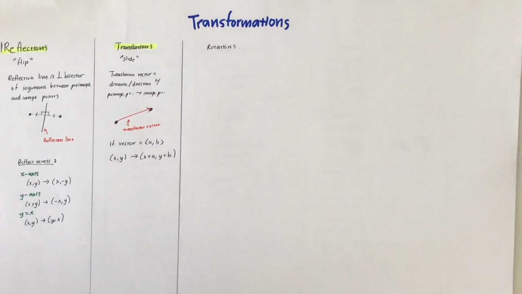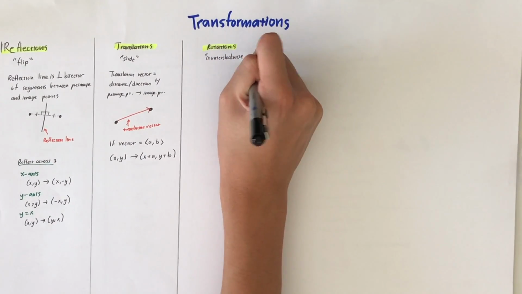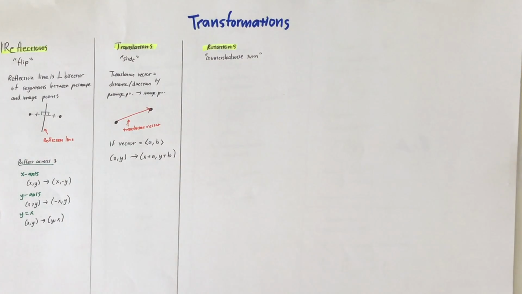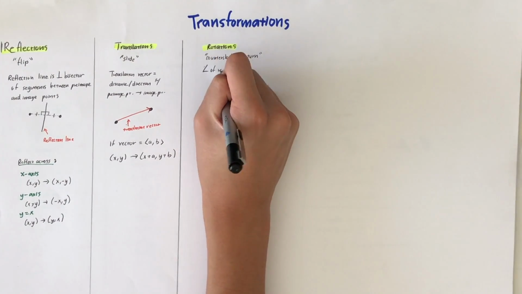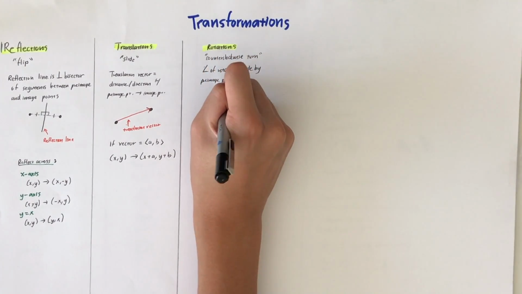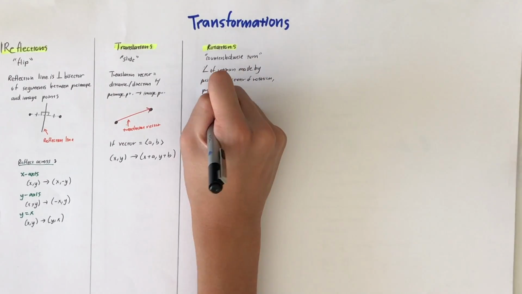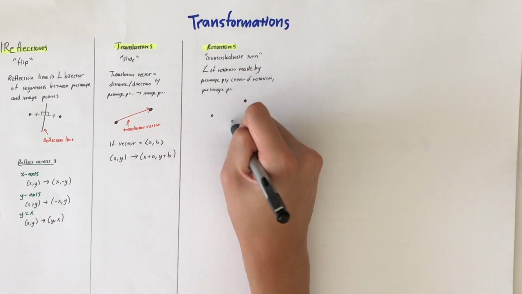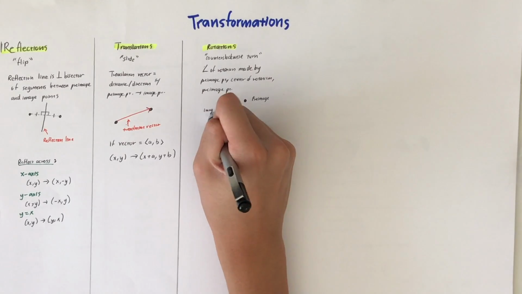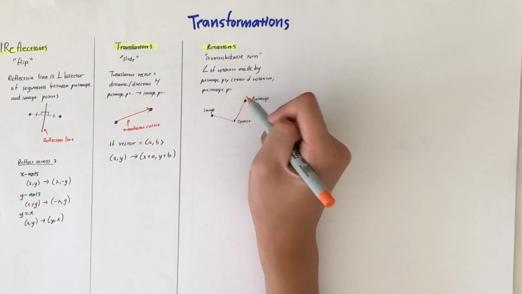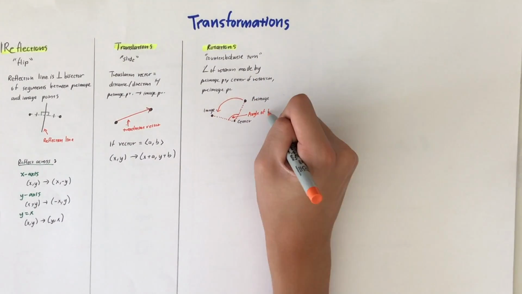Next we have rotations. A rotation is basically just a counterclockwise turn, unless specifically stated to be clockwise, about a point. And that point is called the center of rotation. So the angle of rotation is made by the pre-image point, the image point, and the center of rotation. And the angle of rotation varies depending on how much you rotate it. So this would be an example of the angle of rotation.